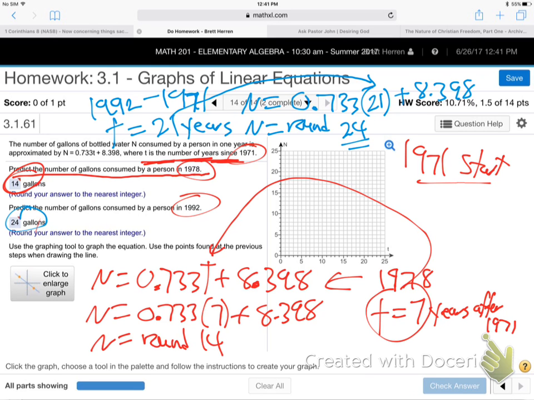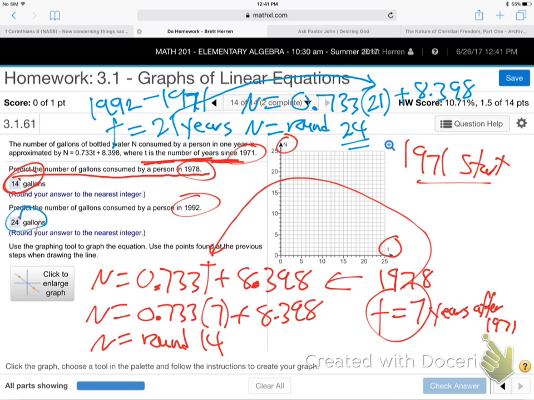Now, the last question is, put those two dots on the graph and give me a graph of this thing. How do I do that? Well, first off, notice it's not an X, Y graph. It's a T, N graph. So T is playing the role of X, and N is playing the role of Y. So that's how they do real life stuff, right? They don't choose X and Y. They use age and income, or time and number of gallons of bottled water, real life stuff.